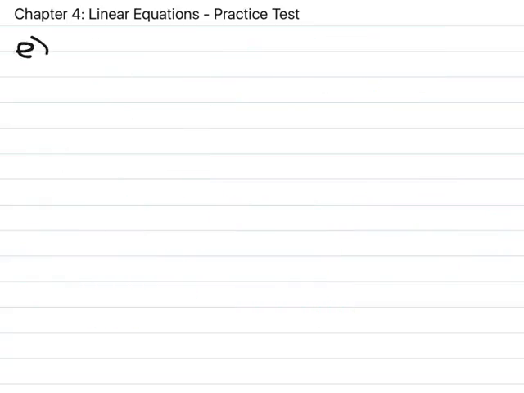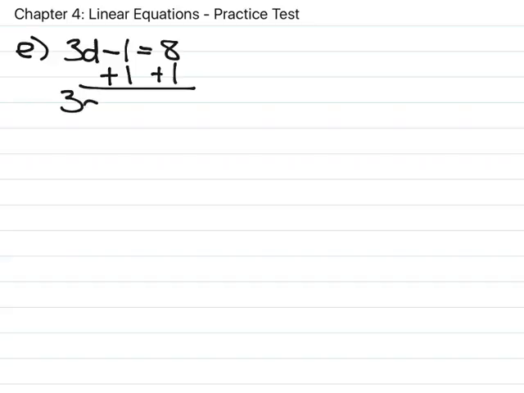E. 3d minus 1 is equal to 8. So we're going to add 1 to both sides. So you have 3d plus 0 will equal 9. So we're multiplying d by 3, so we're going to have to divide everything by 3. Which will give you d equals 3.